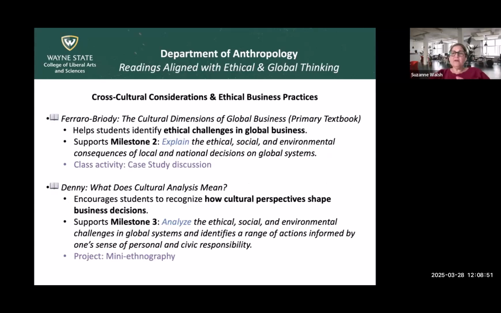A number of the readings that I have students do are certainly aligned, and I mapped them to which of the milestones across the rubric, looking for different ways in which not only identify, explain, analyze, synthesize, or take action. So one of our primary texts in the course is a text by Ferraro and Briody, The Cultural Dimensions of Global Business. This really supports them in being able to explain ethical, social, and environmental consequences of local and national decisions.